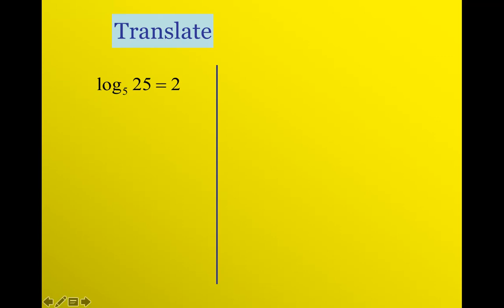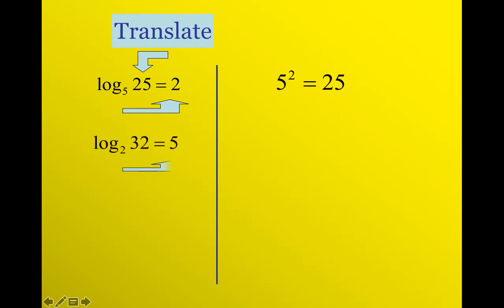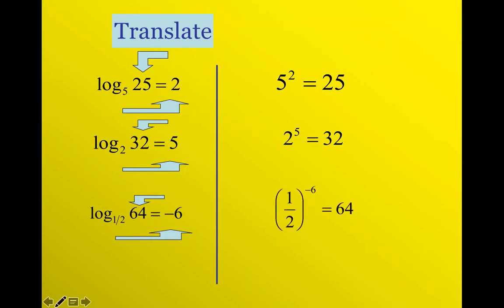So log base 5 of 25 is 2. The exponent that turns 5 into 25 is 2. So 5 squared is 25. Oh, that makes sense. The exponent that turns 2 into 32 is 5. So 2 to the 5th power is 32. Right? So let's make sure that it makes sense. The exponent that turns 1 half into 64 is negative 6. So 1 half to the power of negative 6 is 64, right?